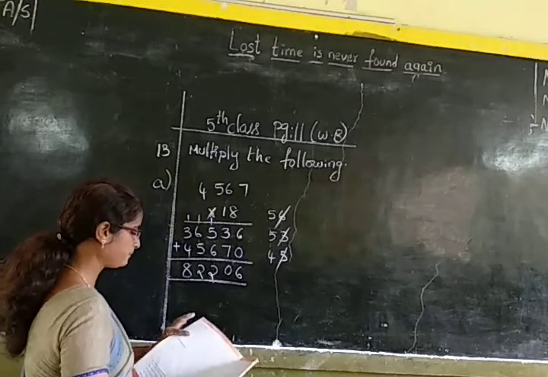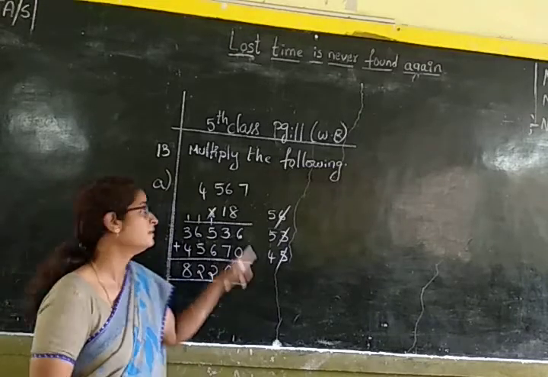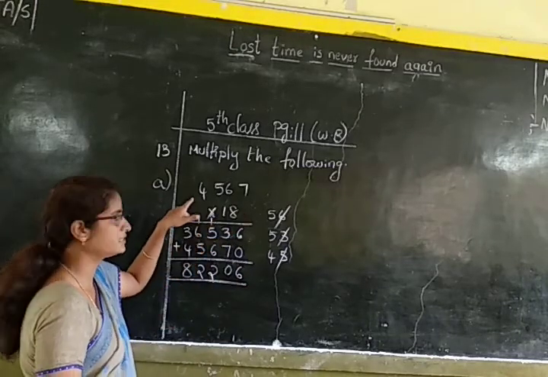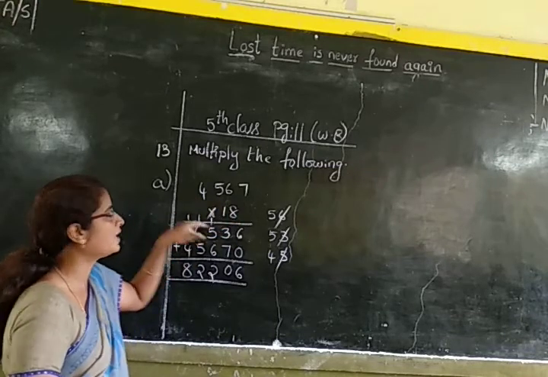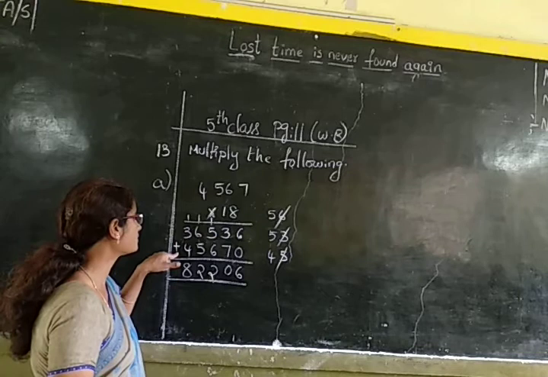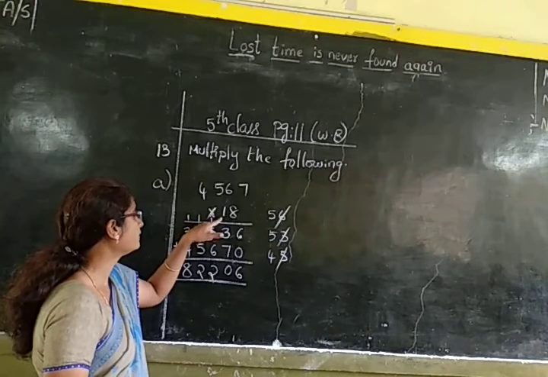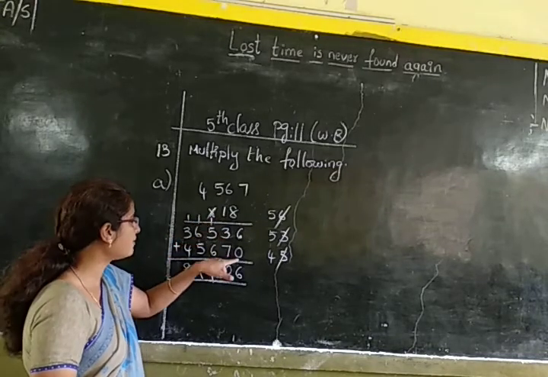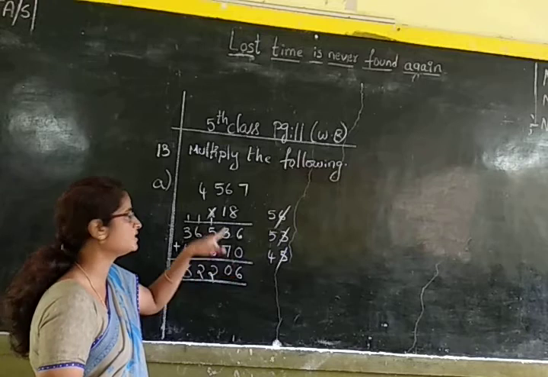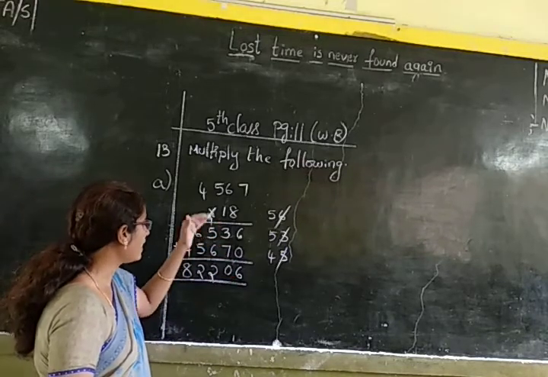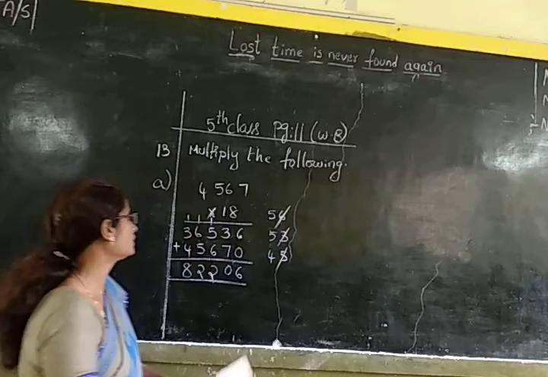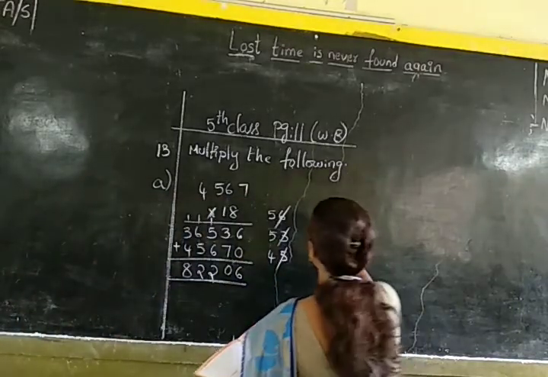Okay children. So first what have I done? First I multiplied the whole number with 8 and after that I multiplied the whole number with 1 and added both these numbers. So by multiplying with the number 1, what have I done? I have put 0 in ones place because 1 is in tens place. After that I have added both the numbers. Okay. Now let us do the B sum.